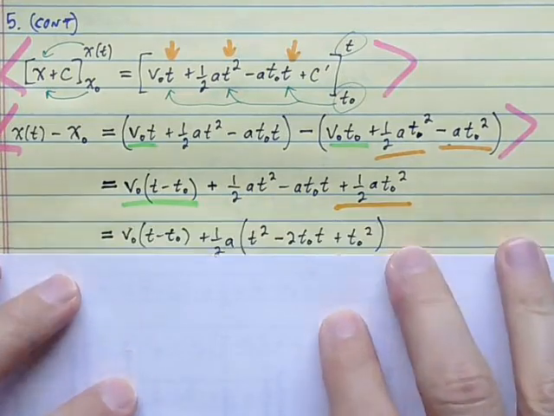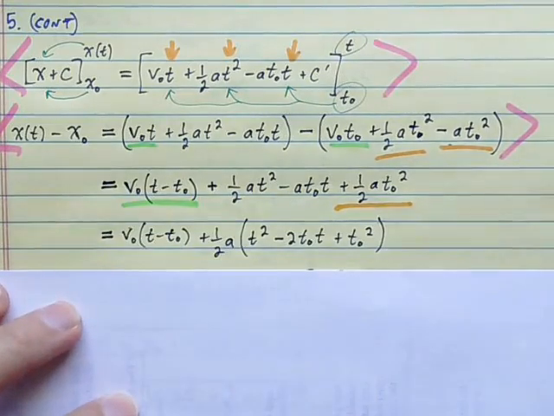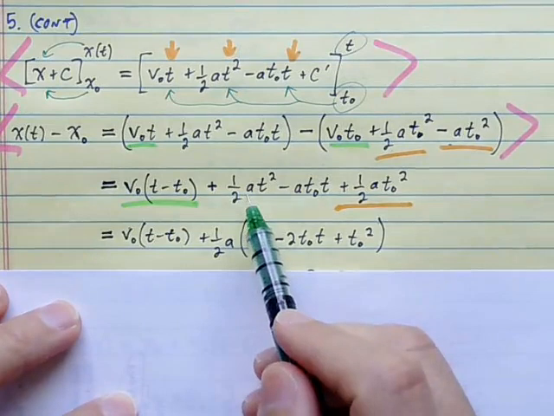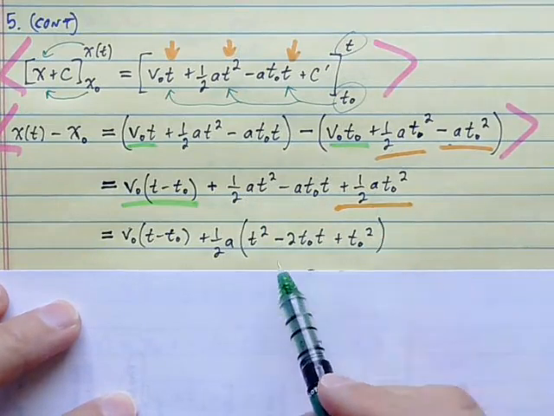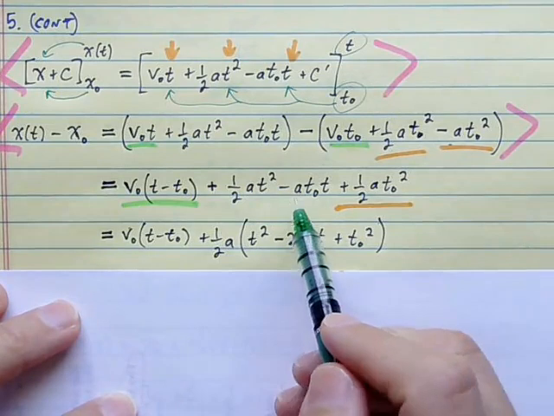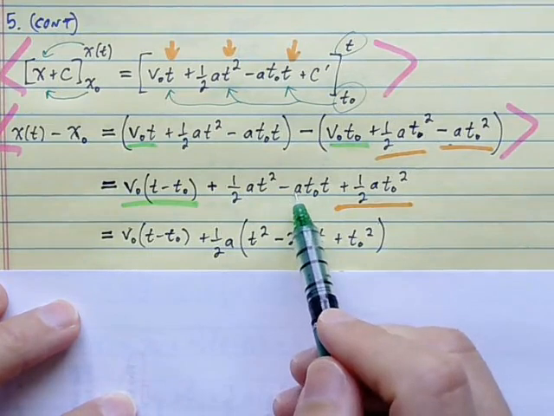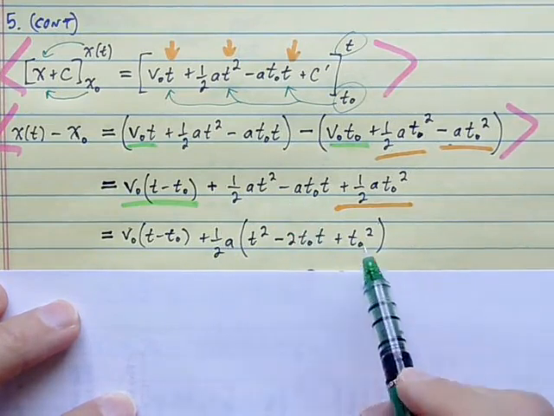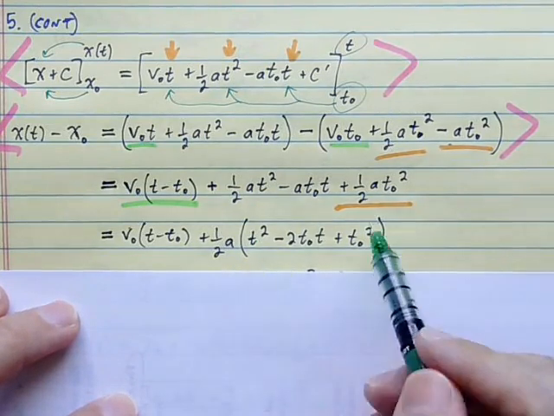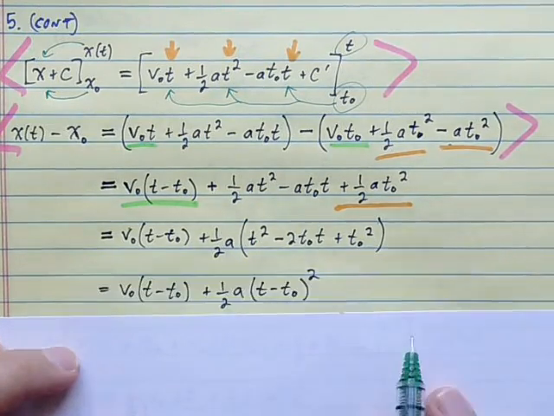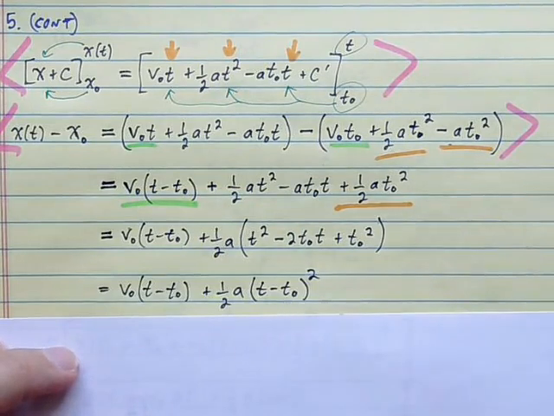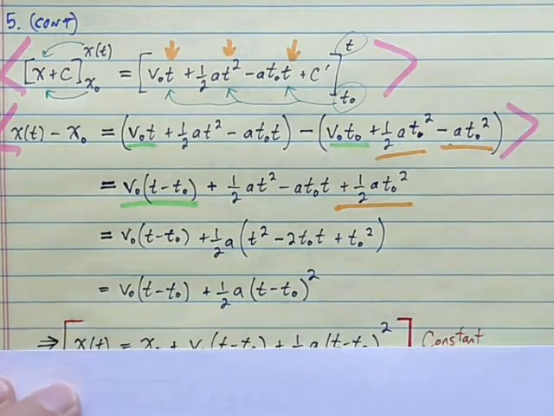Okay, I'm going to simplify that another step by factoring out a 1/2 a from this term and this term. Factor out that 1/2 a. That's going to put a 2 here when I factor out the 1/2 a. So that gives us this. And then I note that this thing in parentheses is equivalent to t minus t naught squared expanded outwards. And there we have it.